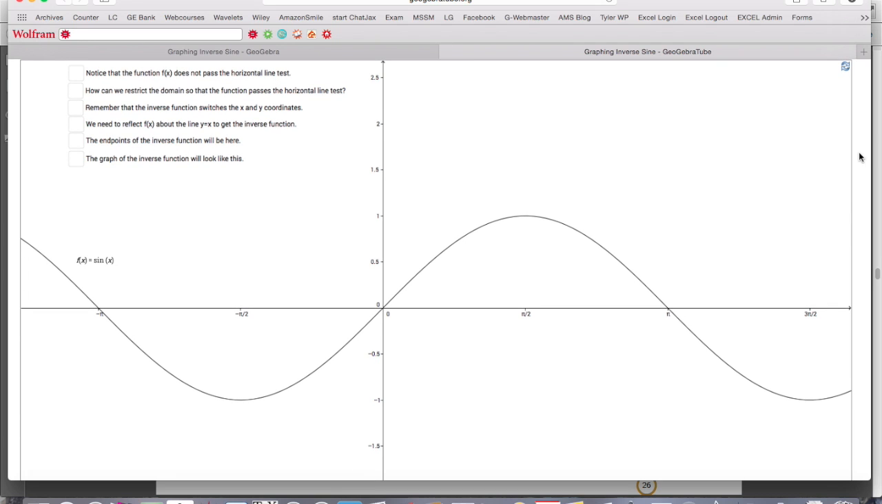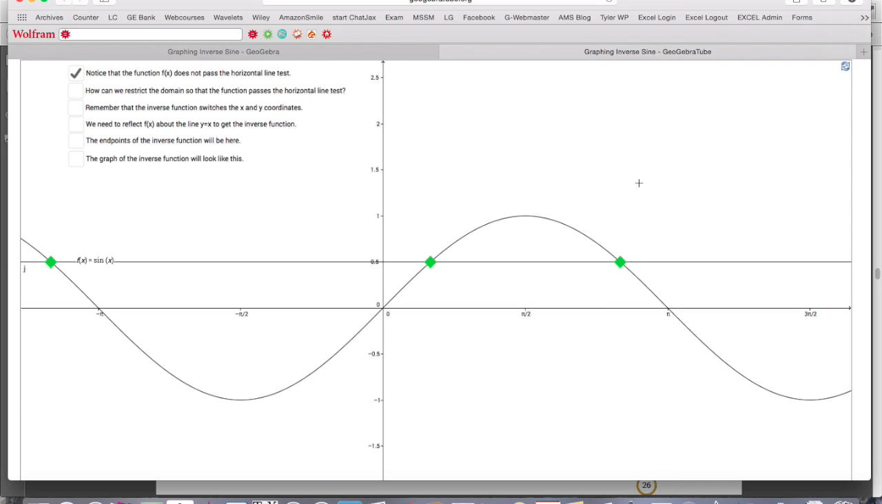So this is a graph of y equals sine of x. And if I draw a horizontal line at y equals 1/2, we notice that in this viewing window, that horizontal line crosses the graph of sine of x at 3 different points. So the graph of sine of x does not pass the horizontal line test.